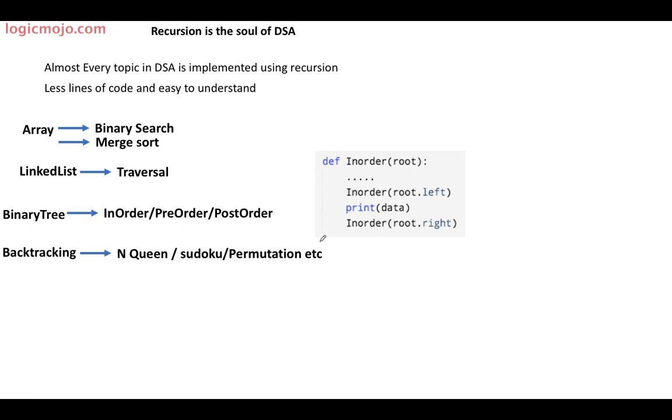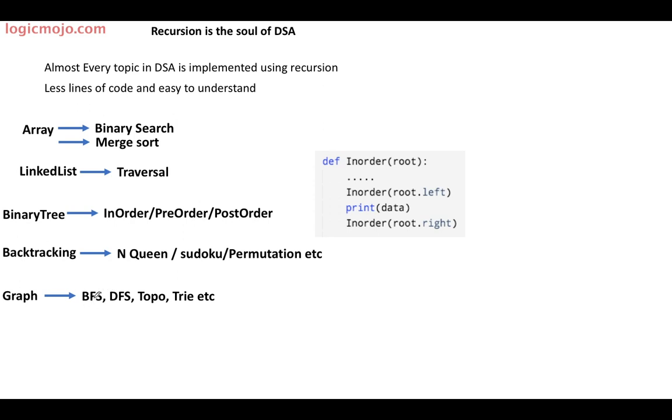And if we talk about backtracking, those problems can only be implemented using recursion. Like for example, the n-queen problem or the Sudoku problem, or, let's say, if you want to find the permutations of a string or numbers, that can be done using recursion. And of course, our graph.